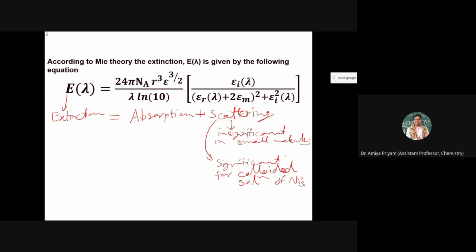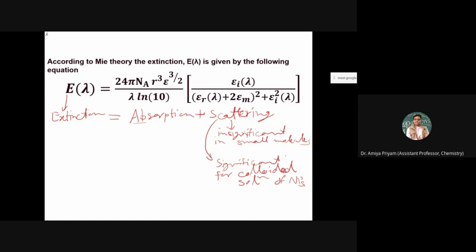With 50 nanometer nanoparticles, there will be scattering, but it will be less. And when we are talking about molecules which are of few angstroms, it will be insignificant. So scattering is dependent on the size of the species that falls in the path of light. Absorption is something that depends only on this thing.